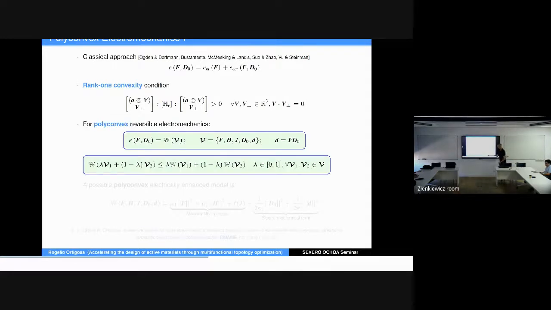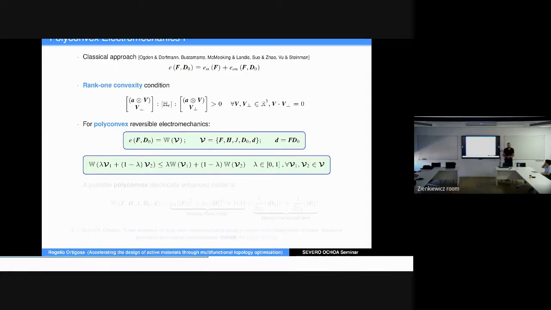Well, we use a sufficient condition called polyconvexity, which is very well established in the field of mechanics. Sir John Ball postulated that the energy is going to be polyconvex if it can be written as a convex combination of F, H, and J. And what we did in my PhD was to extend this work to the field of electromechanics. Basically, in electromechanics, you need to incorporate the electric displacement field in the material configuration, and also this field, which is not the push forward of this one, right? It's going to be a coupled field which incorporates the product of F and D0.